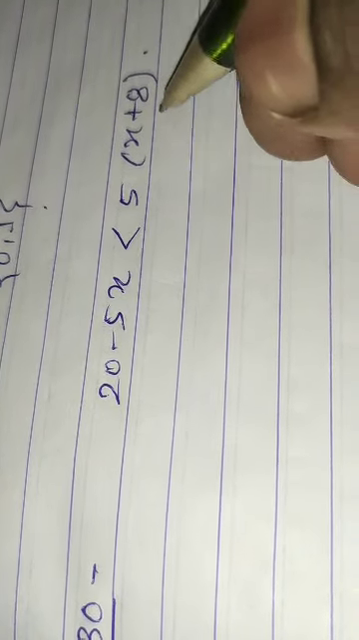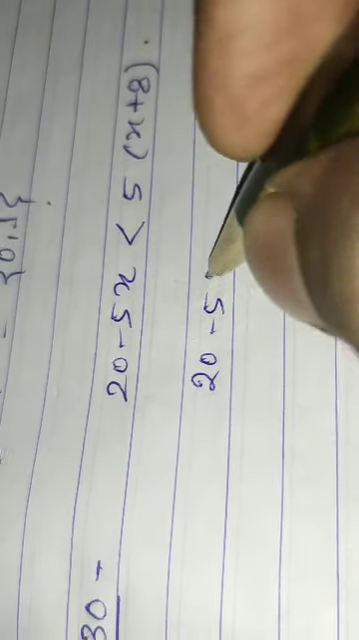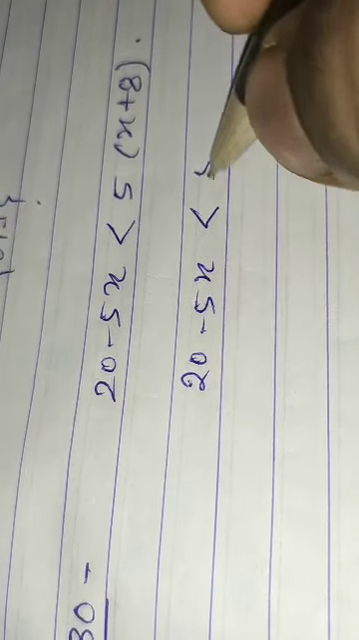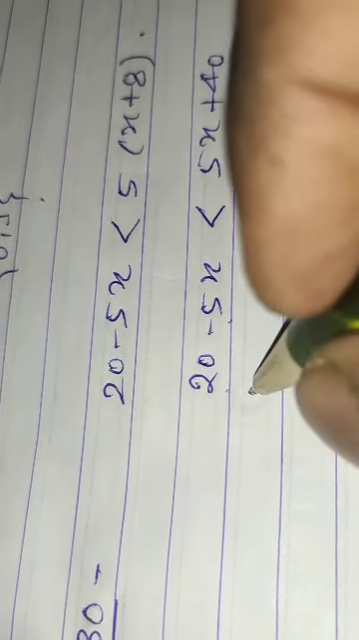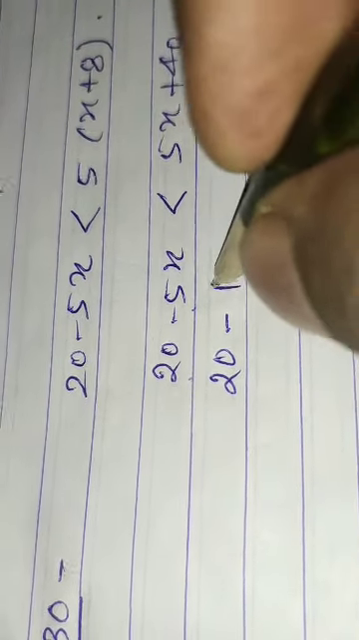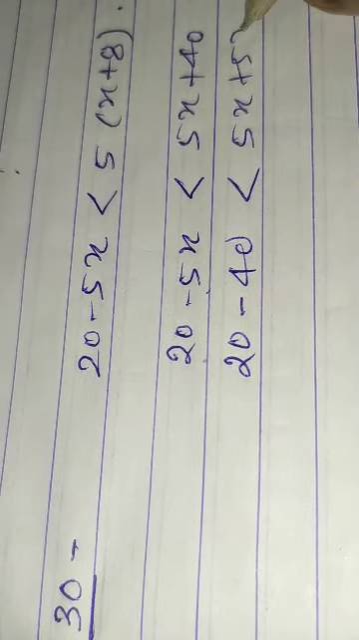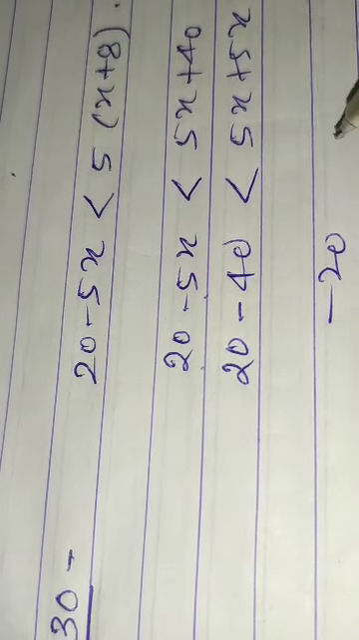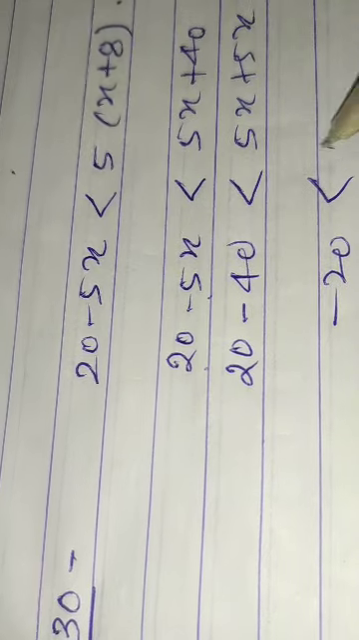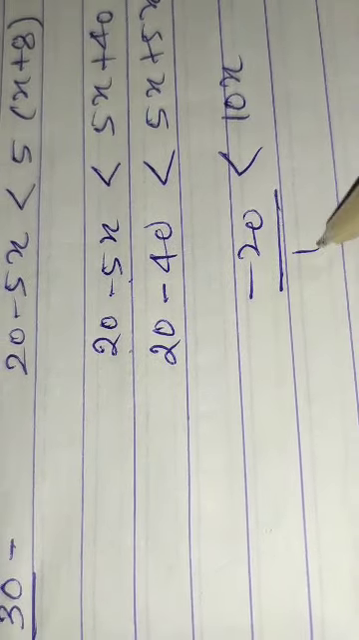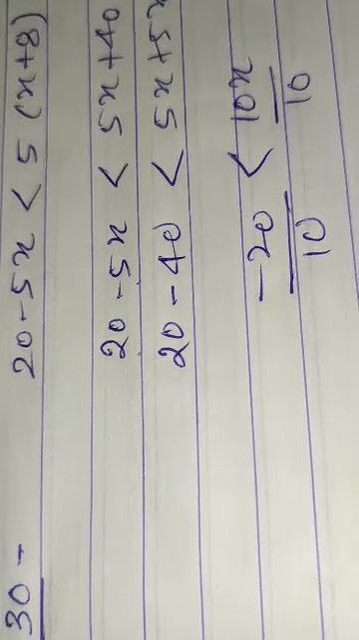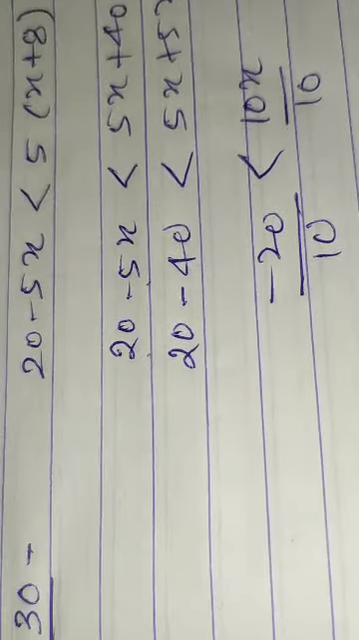First let us open the bracket. So 20 minus 5x is less than 5x plus 40. Bring this 40 this side and 5x this side. So 20 minus 40 is equal to 5x plus 5x. Yeah, minus 20 is less than 10x divided by 10. So minus 2 is less than x, x is greater than minus 2.